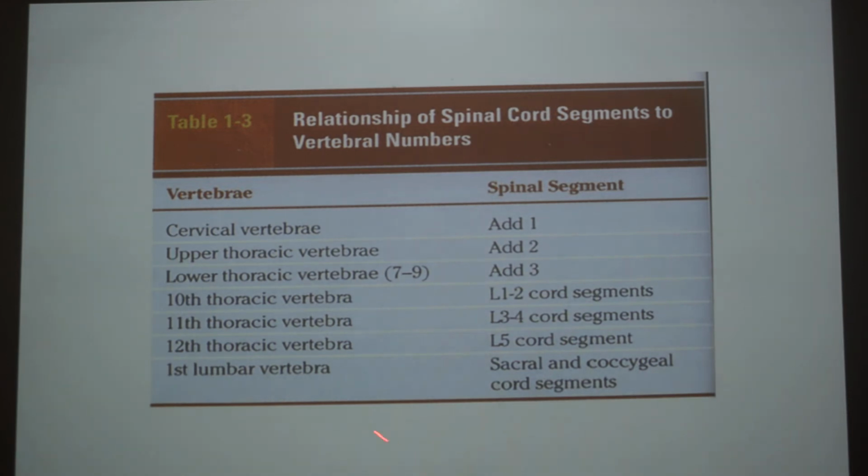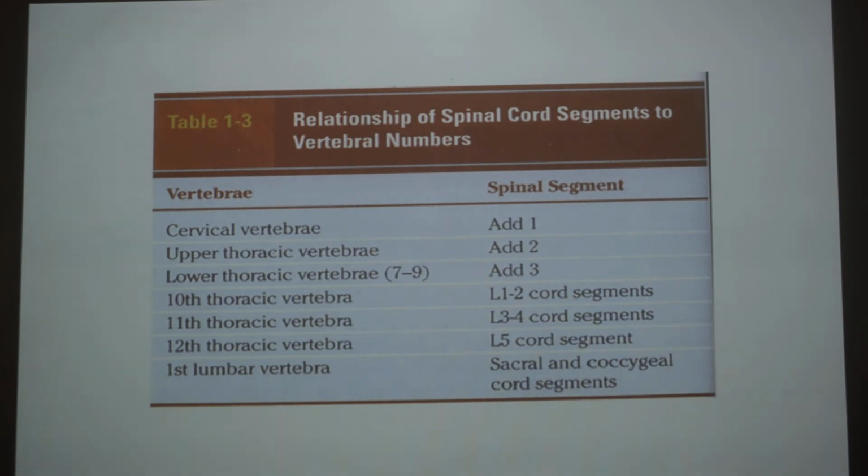Okay? So for upper thoracic, add 2. For lower thoracic, between 7 to 9, add 3. At the 10th thoracic vertebra, you have L1 and L2 cord segments. At the 11th thoracic vertebra, you have L3 and L4 cord segments. At the 12th thoracic vertebra, you have L5 cord segments. And at the first lumbar vertebra, you have all the sacral and coccygeal segments grouped together.